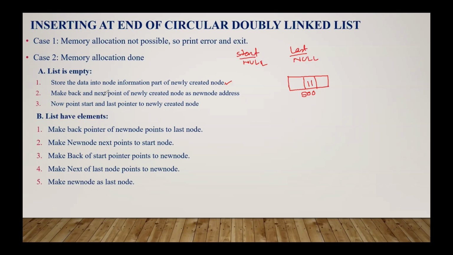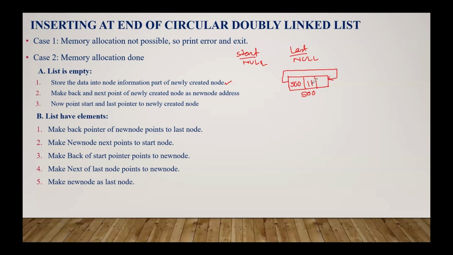Make the back and next pointer of the newly created node as the new node address. Why? The reason is that it is a circular linked list. So the first node's back points to the last node. Right now, this node is the first node as well as the last node. That's why if we store 500, it means now it points to this one.